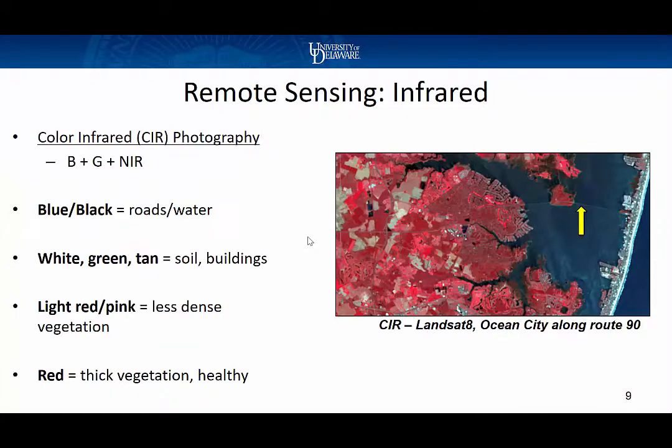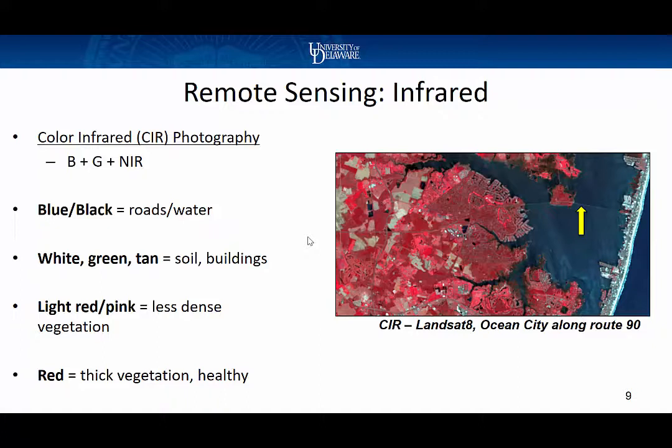So one of the first types of photographs, has anyone ever looked at a color infrared photo before? Yeah, so color infrared photography was something we could use from planes and satellites. It used the NIR band. It also had blue and green. That's why it's color infrared, the color light we see plus the near infrared band.